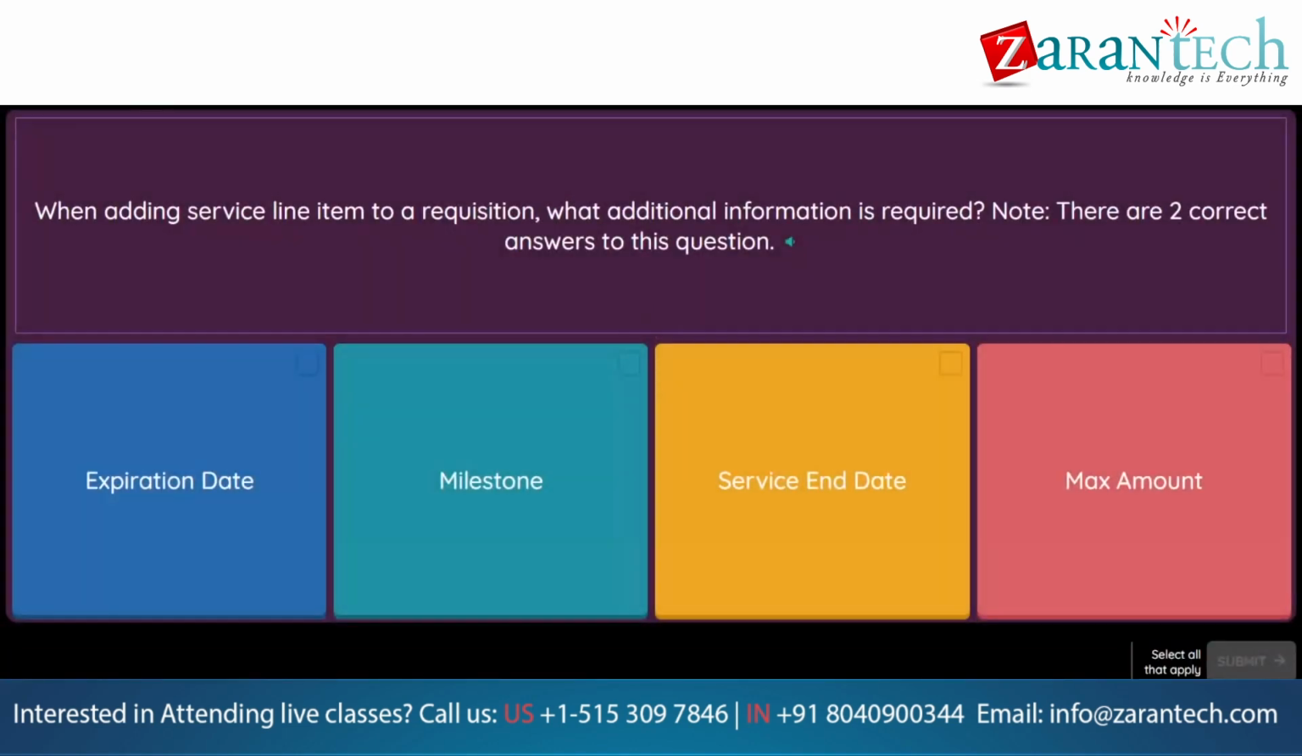Question: when adding a service line item to a requisition, what additional information is required? Note: there are two correct answers to this question. Option 1: expiration date. Option 2: milestone. Option 3: service end date. Option 4: max amount.